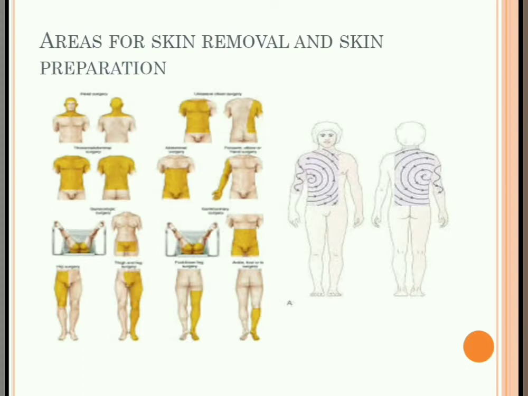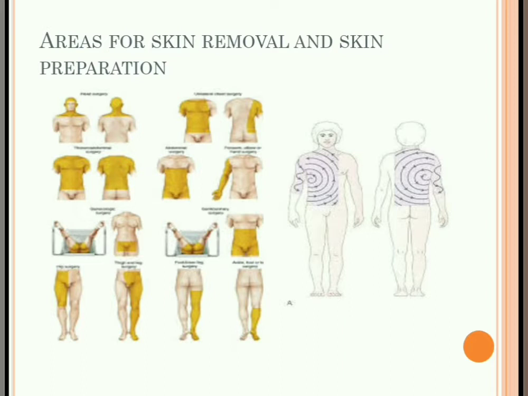The nurse should observe the patient's skin for any reaction to the antiseptic solution and the procedure. The operative area should be washed thoroughly at least 4 times, and draping of the operative area is done immediately after the skin preparation. So this slide will show you kung ano yung dapat na areas of skin, hair removal and skin preparation.